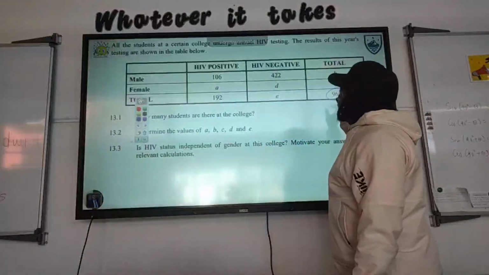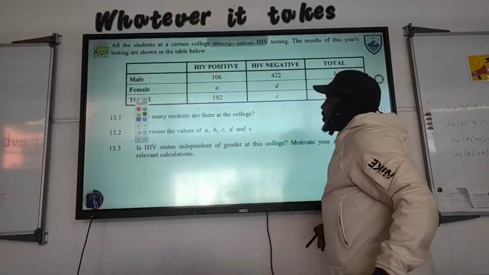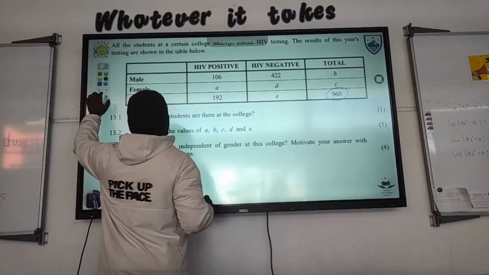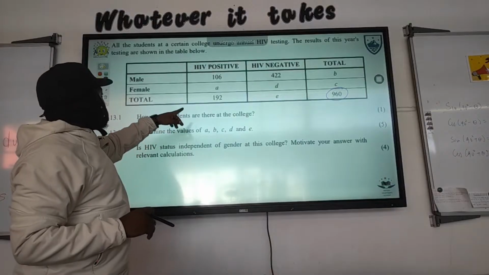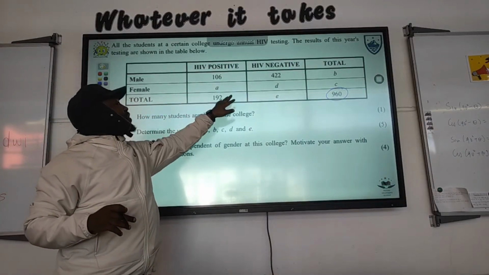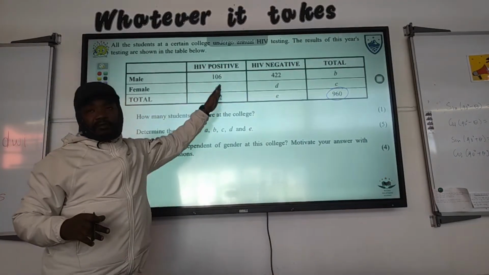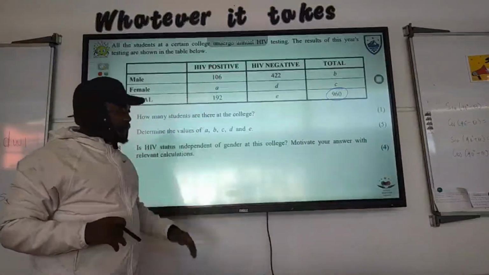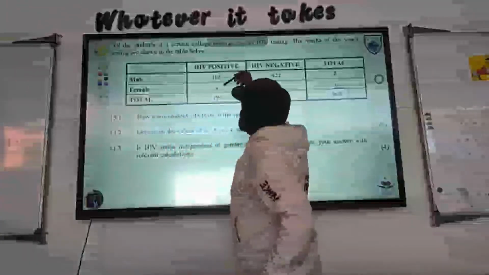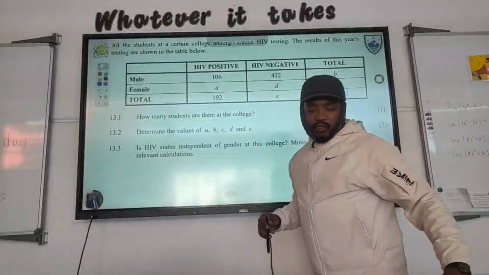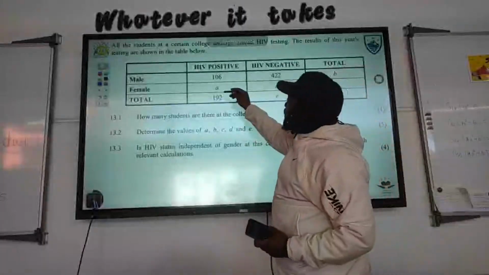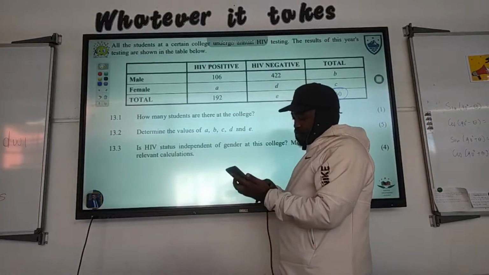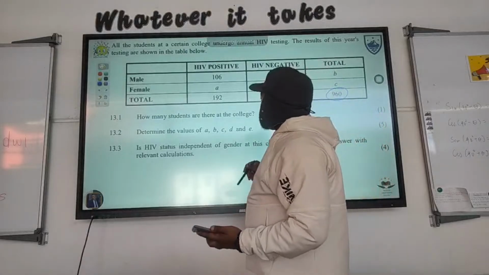Total number will be 960 because it's the total number at the corner. And then we have to find the females, we have 106. Remember, this is the total of this row, of this column. So 160 plus something must give me 192. So if you want to find A, you will simply say 192 minus 106. And this will give us 86.